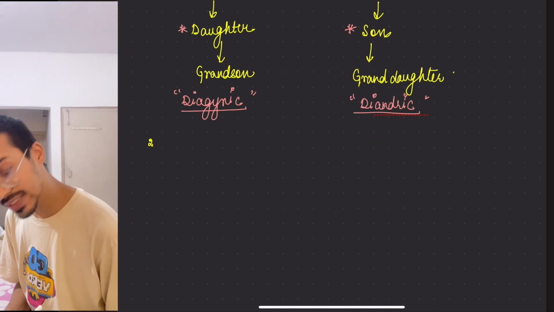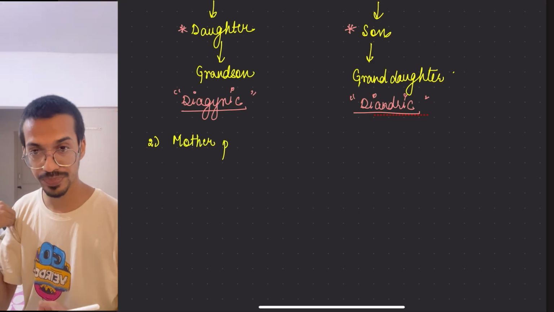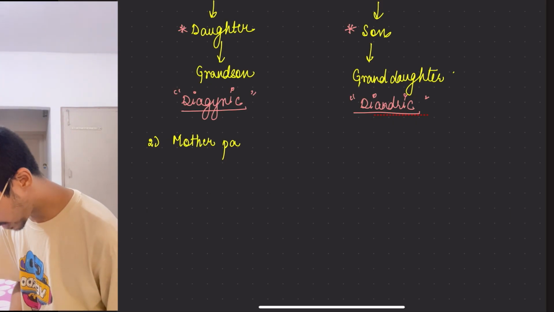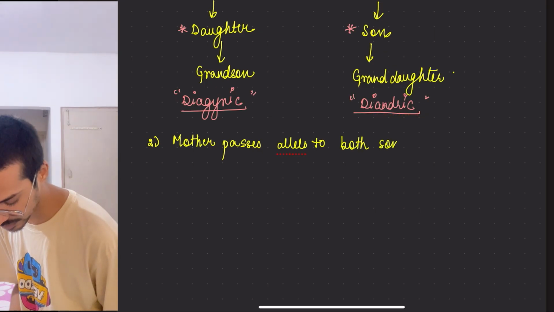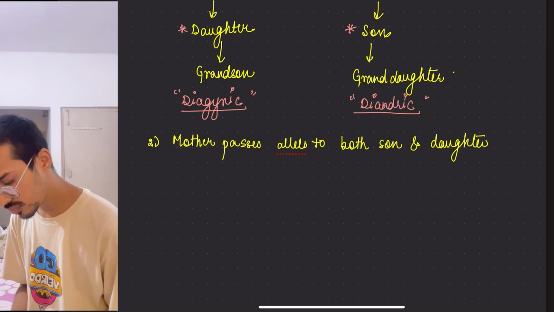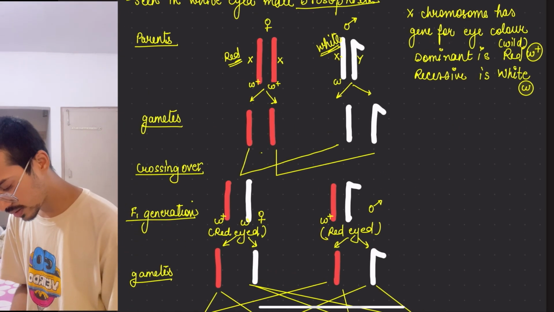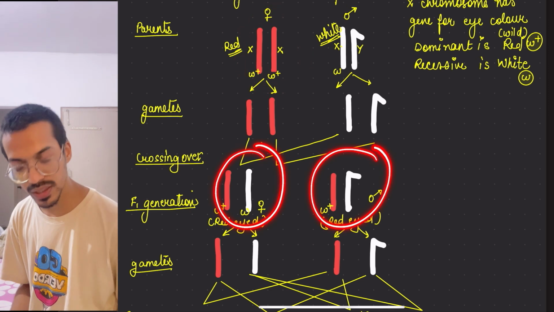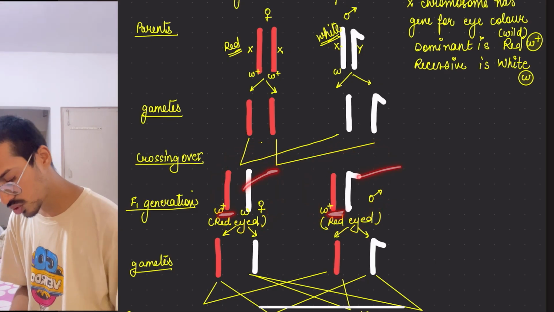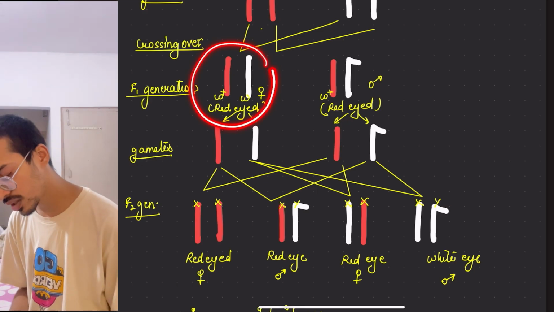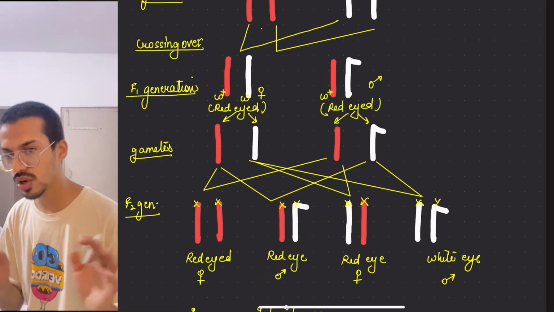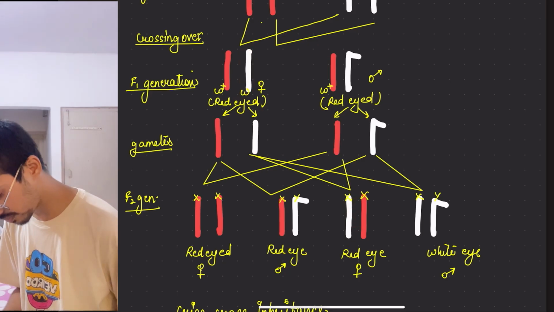Then more to this, normally what happens in sex linkage? Taking the digenic conditions which we have just studied about Drosophila, the mother passes alleles to both son and daughter. See over here, this is the mother passing the alleles to both this one also, this one also. It is passing the same alleles, only the father is giving something different. So later on, when this acts as the mother, it gives this color to the male also and to the female also. It's not just one. So both son and daughter receive them from the mother.